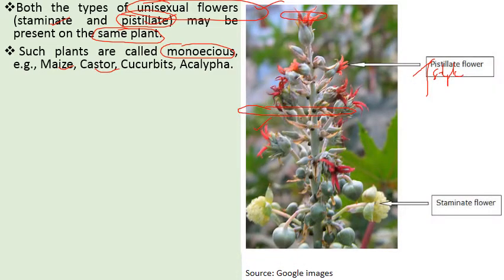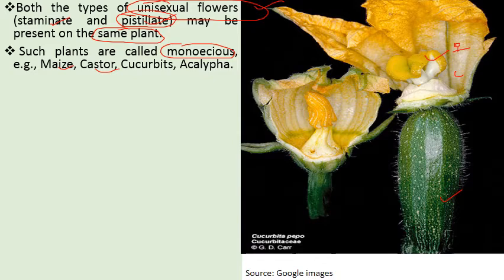This is the photograph which shows the flowers of castor. So at the tip it bears pistillate flowers, meaning female flowers, and at the lower portion it bears the male flowers. So unisexual flowers are present in castor plant.